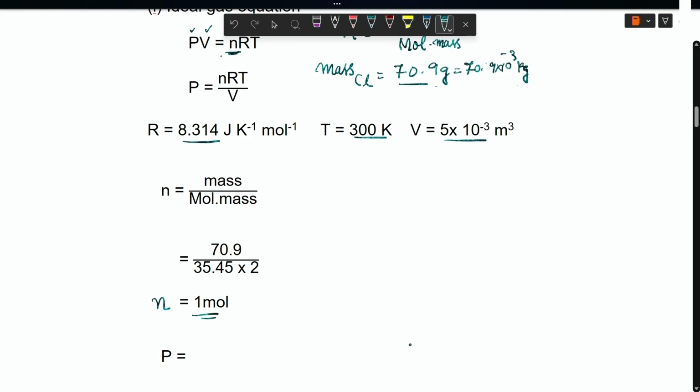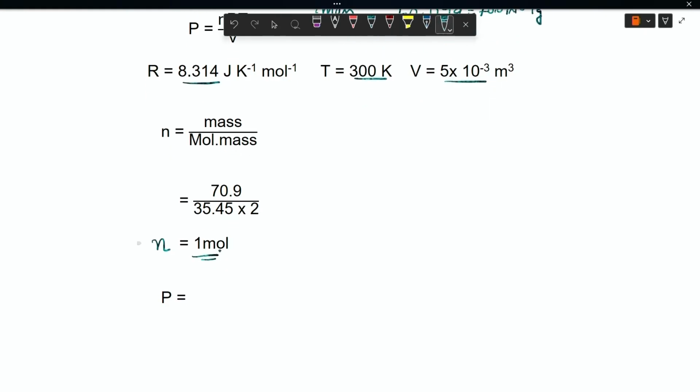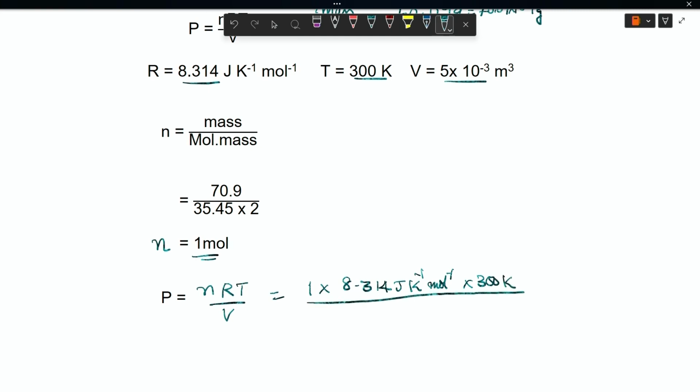Now, you can substitute these. P is equal to nRT by V, which is equal to, n is equal to 1, R is equal to 8.314 joules per Kelvin per mole, then T is 300 Kelvin, whole divided by volume, that is 5 into 10 to the power minus 3 meter cube.